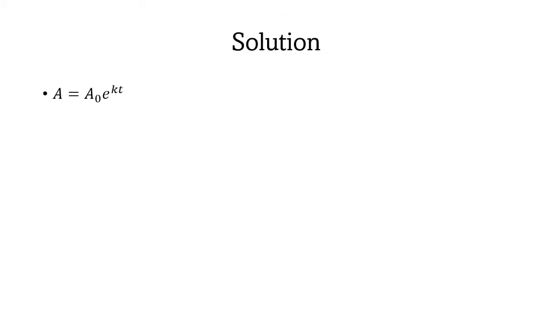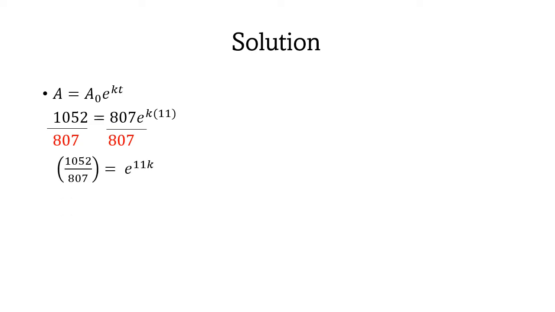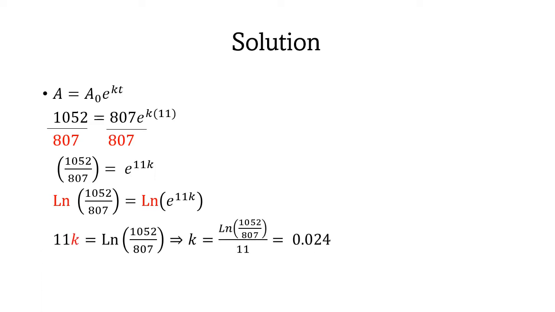So the model is as such, and keep in mind we have an exponential model. The future population was 1052 million and the initial was 807 million, and between 2000 and 2011 we have 11 years, so we plug in 11 for t. Now we're going to start by dividing by 807 on both sides, and since here we have e, we're going to take the natural log of both sides. Solving for k gives 0.024, so that's my constant of change.